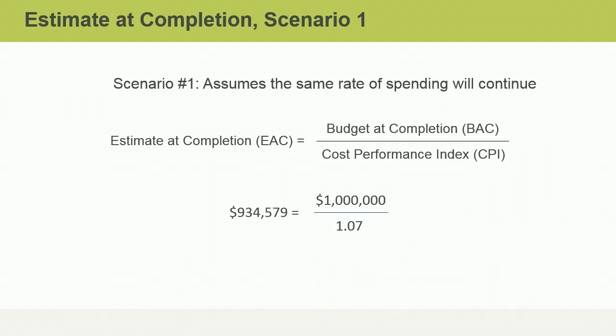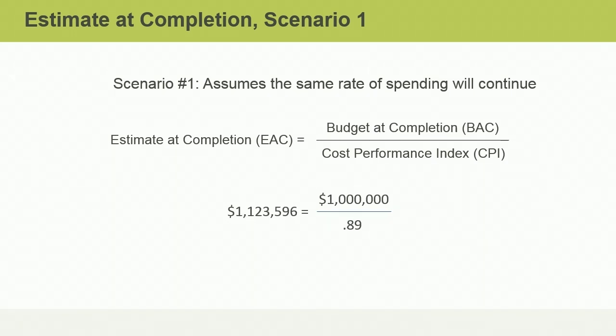Let's try another example. In this case, the BAC is still $1 million, but the CPI is 0.89. Knowing that a CPI of less than 1 means that our project is running over budget, can you make an assumption about the EAC without even calculating it? We can assume that the EAC will be greater than our $1 million original budget at completion. Now, take a moment and calculate the EAC. Feel free to pause the video at any time and resume when you're ready.